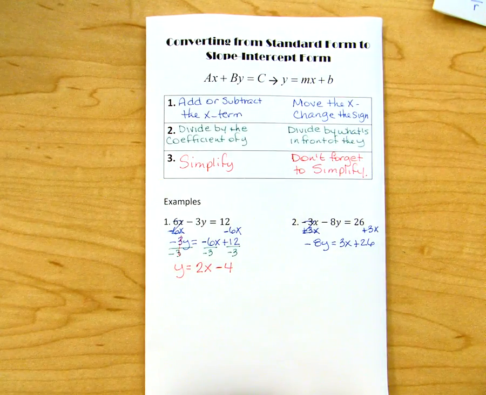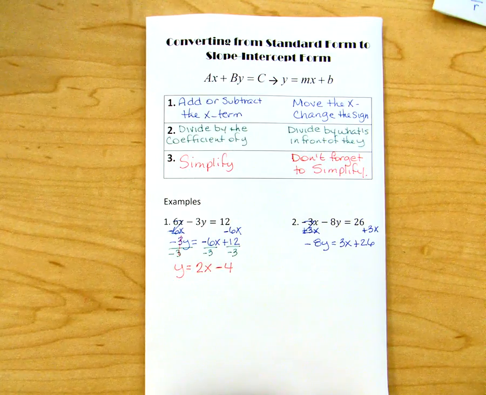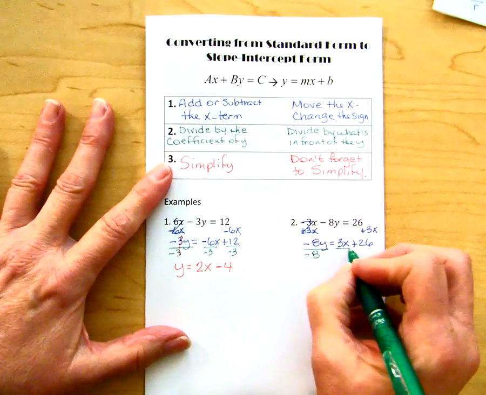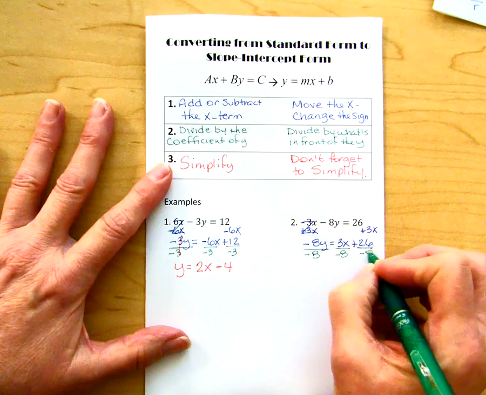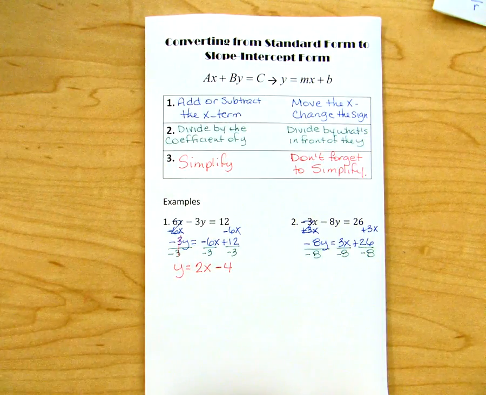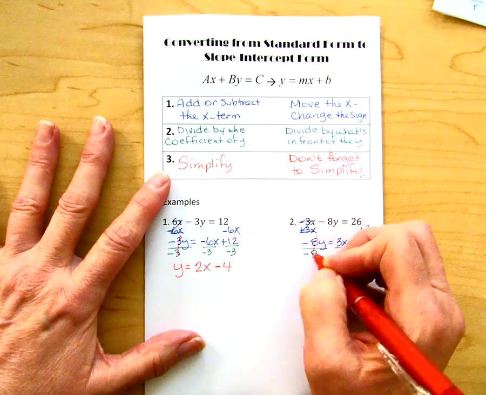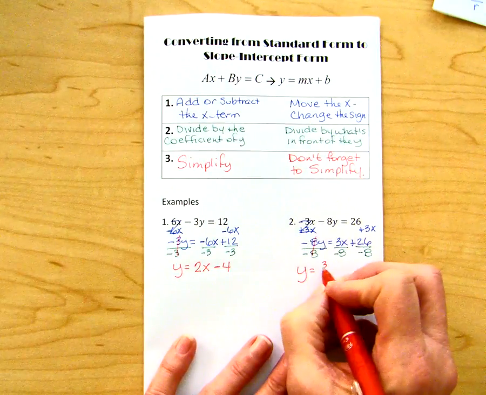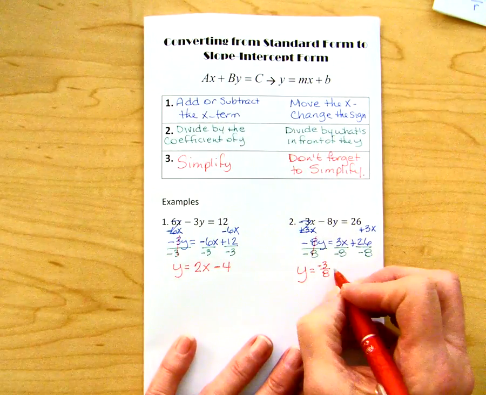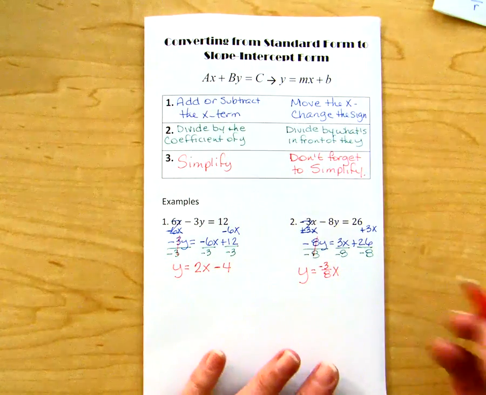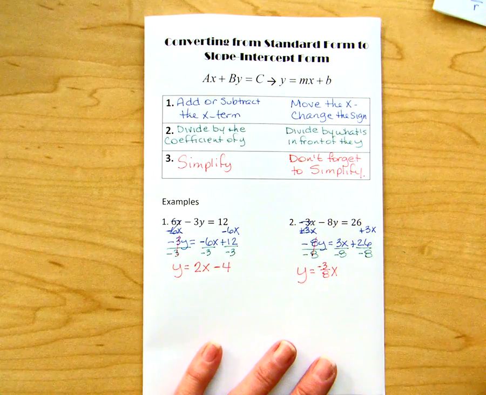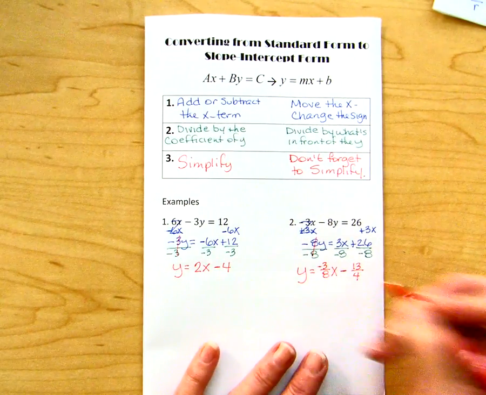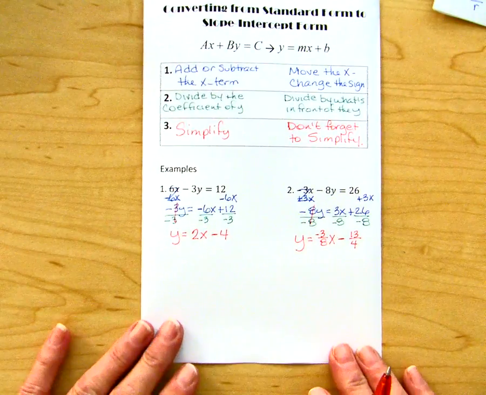Next, we're going to divide both sides by the coefficient of the y. The coefficient of y in this case is negative 8, so we divide every single term by negative 8. Next, we simplify. The negative 8's cancel, leaving y. 3 and negative 8 have no common factors, so we're left with negative 3/8 as the coefficient of x, which will be our slope. Positive 26 divided by negative 8 is going to give us negative 13 over 4. And that is the form that we would leave that in at this time.